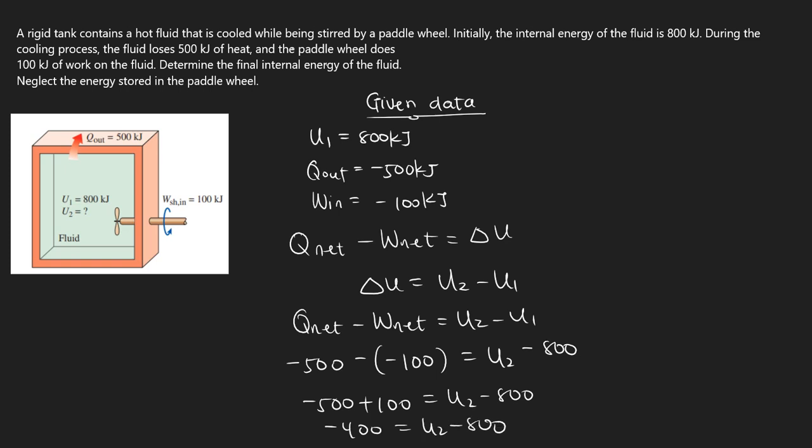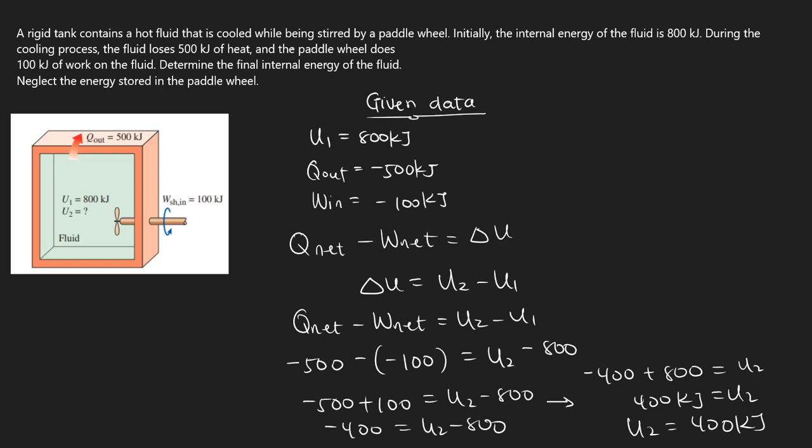Now let's do the final calculation. I'll take the 800 to the left-hand side, so we're going to have minus 400 plus 800, and it should be equal to U2. Adding this, we're going to have 400 kilojoules. That will be the value of the final internal energy. So the final internal energy is 400 kilojoules.